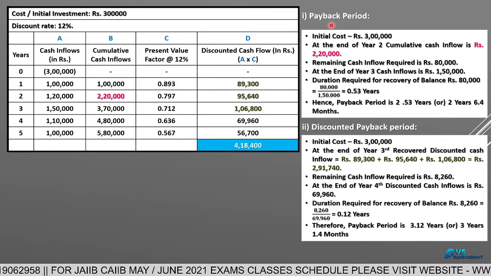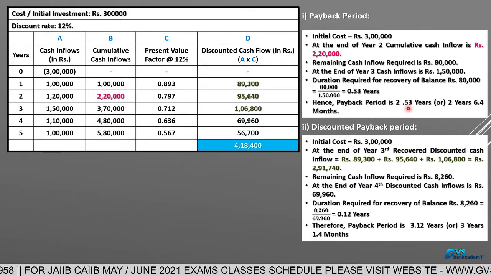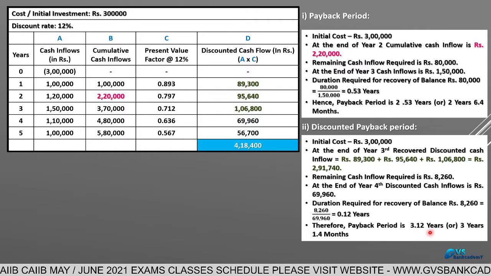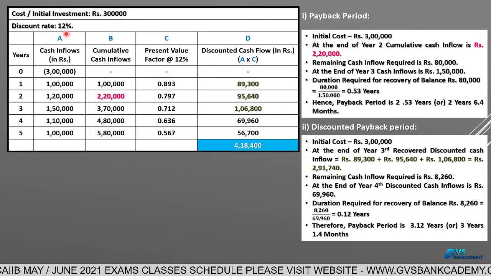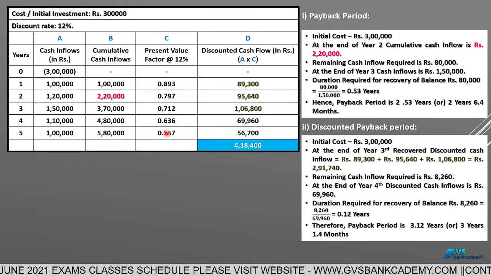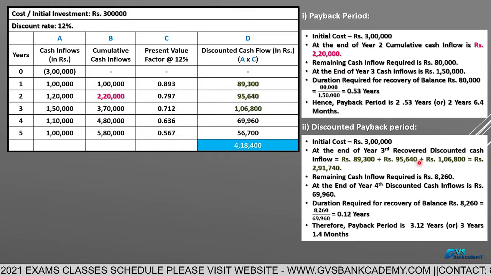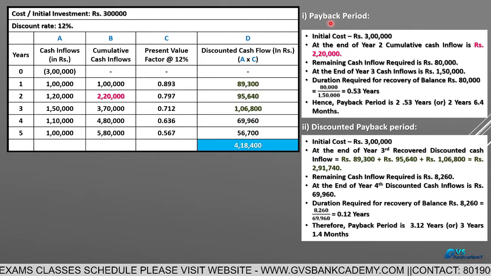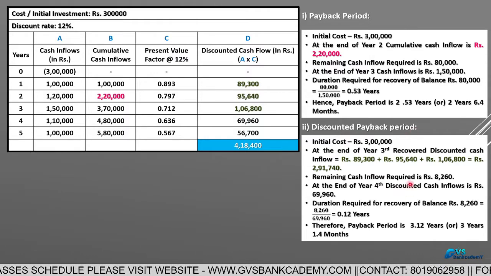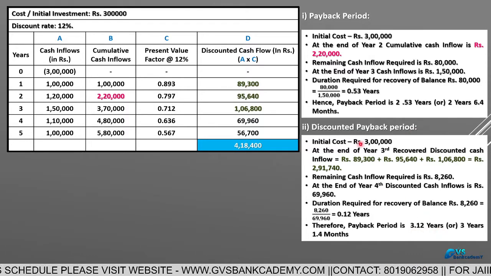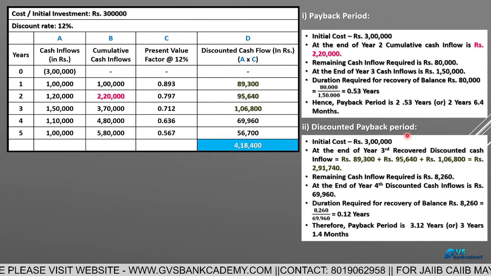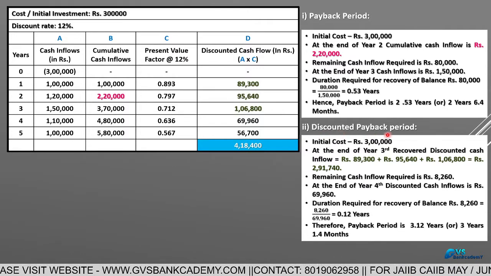Then please see that the normal payback period is 2.53 years. The discounted payback period is 3.12 years at the discounting factor of 12%. So we are discounting the future value of cash flows into today's present value. That's why the payback period has increased from 2.53, the normal or non-discounted payback period, to the discounted payback period of 3.12 years. Compared to the normal payback period, the discounted payback period is definitely superior, as it takes into consideration the time value of money.